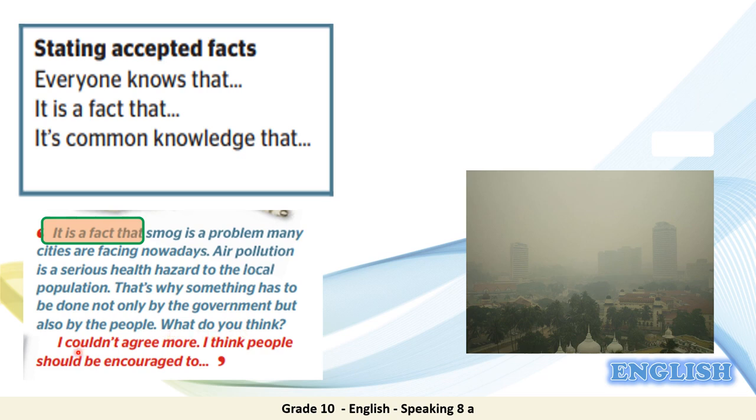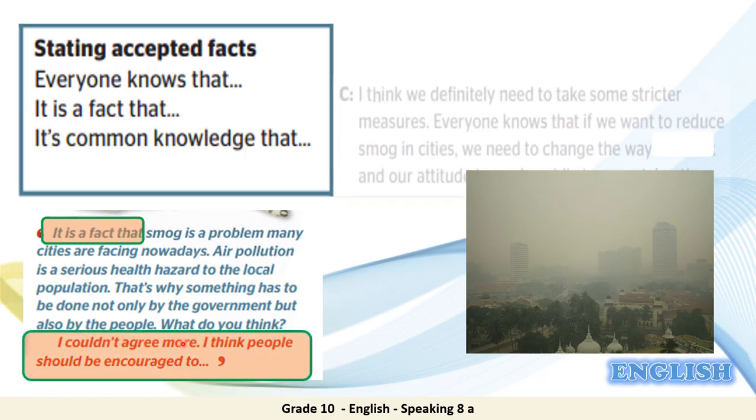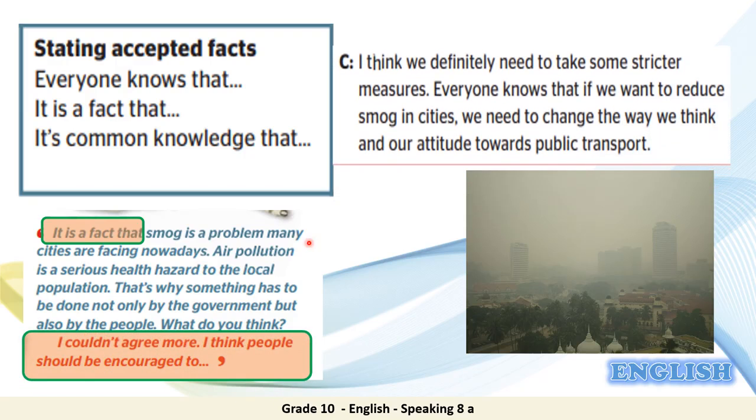The other person could say, I couldn't agree more. This is to show agreement. So, let's find an agreement opinion. I think we definitely need to take some stricter measures. And here we have used take some stricter measures.